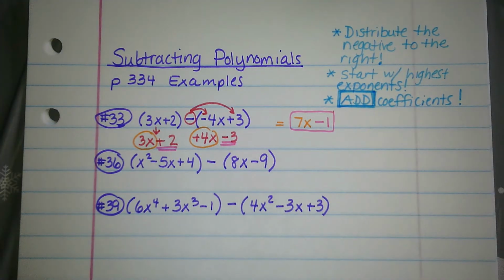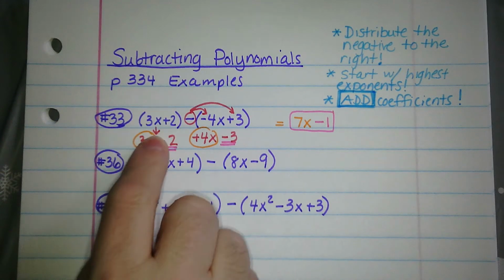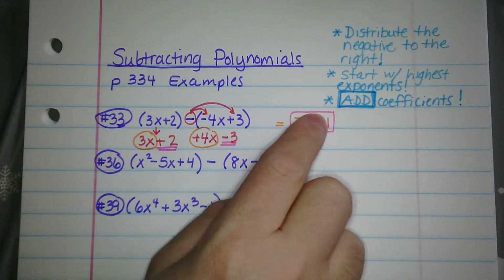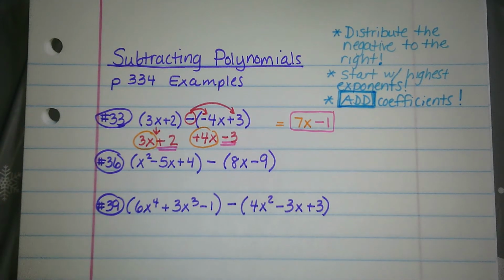And again, what we did was we distributed the negative first. That changed everything to an addition. And then you just bring your first polynomial down, combine your like terms, and you're all done. Let's take a look at number 36.